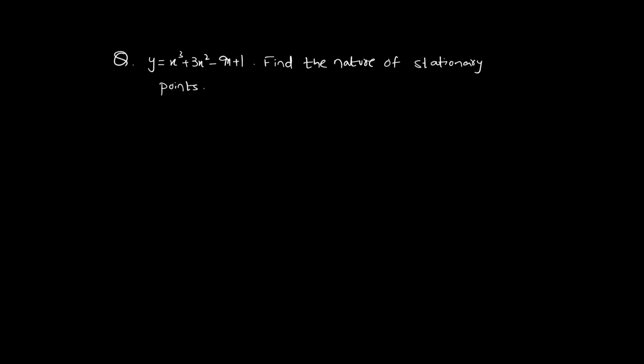So let's look at this question. In this question, you have been given a function and you need to find the nature of the stationary points. So first of all, you differentiate it and find the stationary points, and then the next step would be to find the nature of the stationary point. So dy by dx would be 3x square plus 6x minus 9. In order to find the stationary point, you will have to set dy by dx as 0.